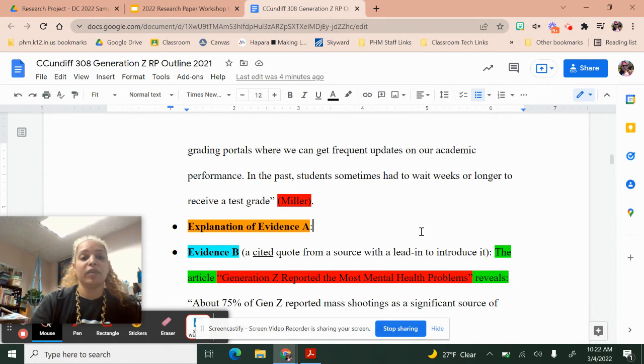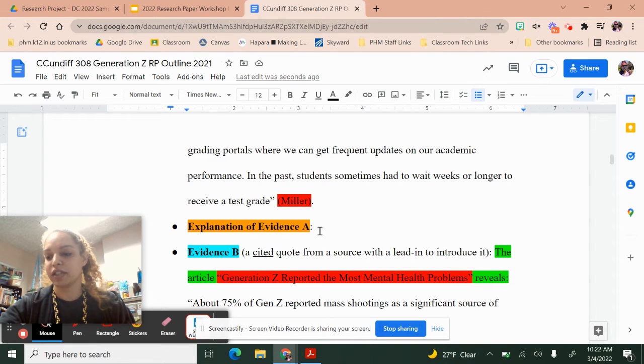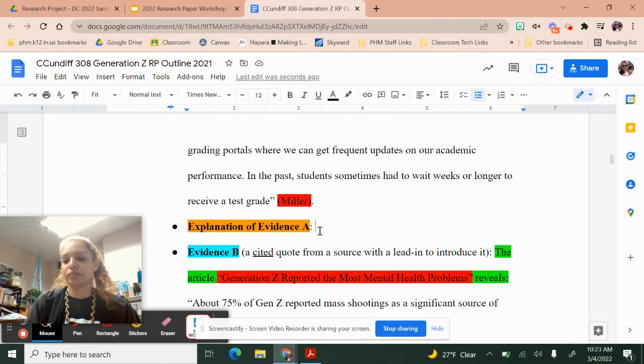So I have to say something about this evidence. I'm going to start just after the colon, after explanation of evidence A, which will be highlighted in orange. So that's where we're typing the explanation of this evidence. So the direction I'm going to go with this is I'm going to talk about maybe how this is helpful and how this might be harmful to Gen Zers.